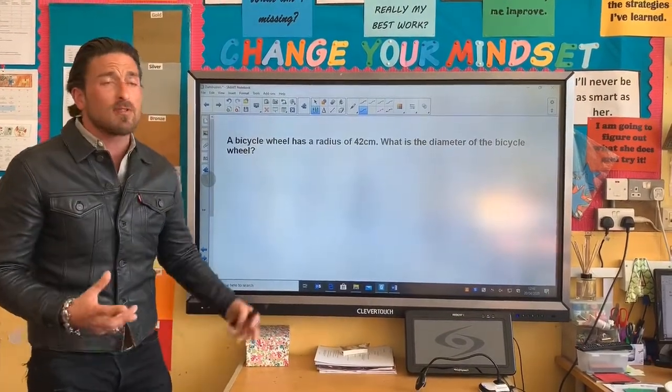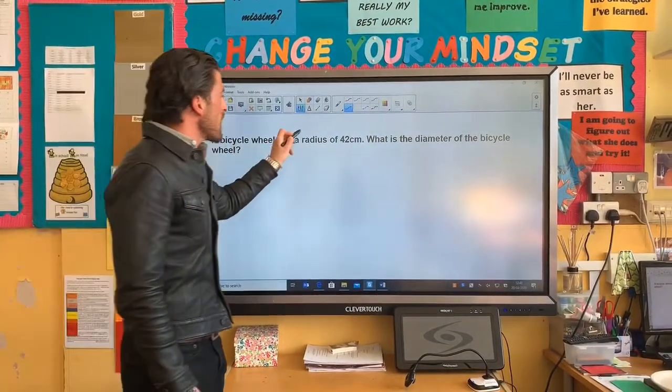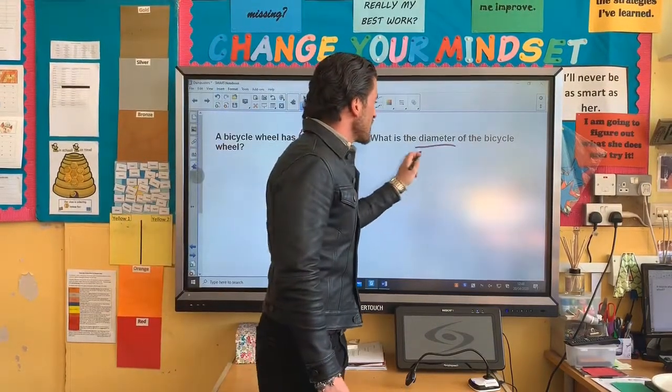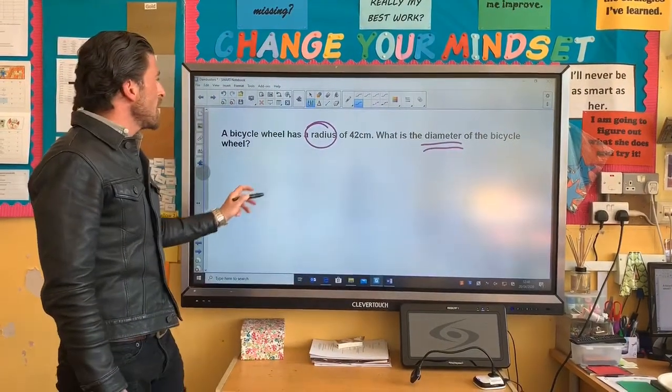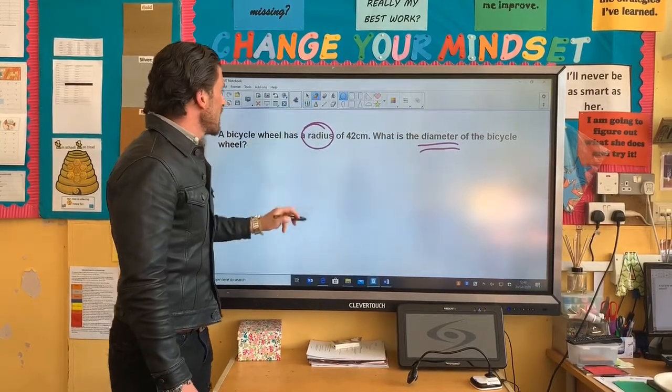Right, last one. Now, I've chosen this one because it's one of those questions where it's really, really easy if you remember the language. If you don't, then it can be tricky. So we're dealing with circles, and we've got a radius of 42 on the bicycle wheel, but we need to know the diameter.